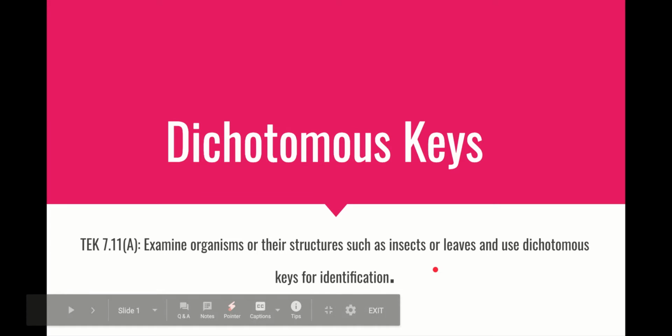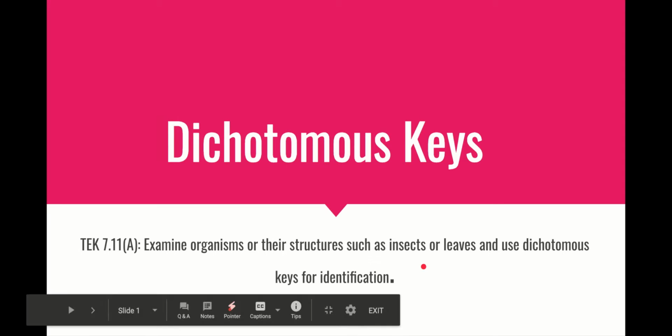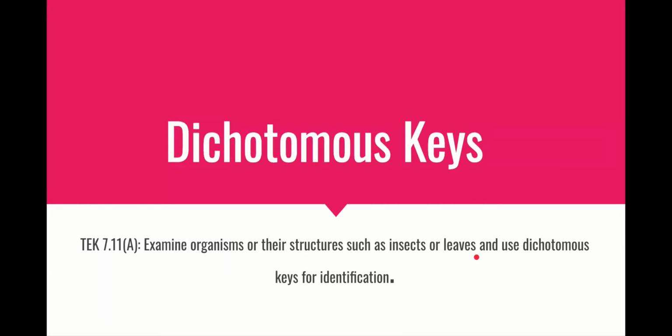So this means examine means to study, to observe it. Organism means a living thing. Their structures mean parts to their body. We know that there are different types of insects. Insects are bugs, and leaves. There are many types of leaves out there. And we use dichotomous keys to identify what the tree is, observing their leaves.